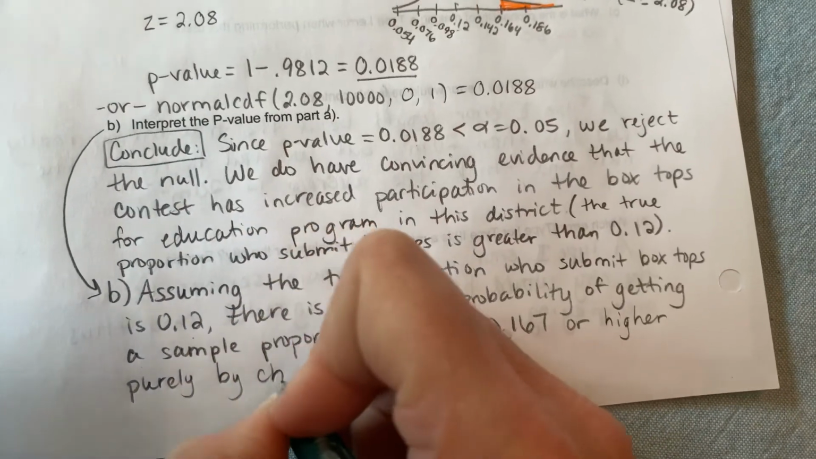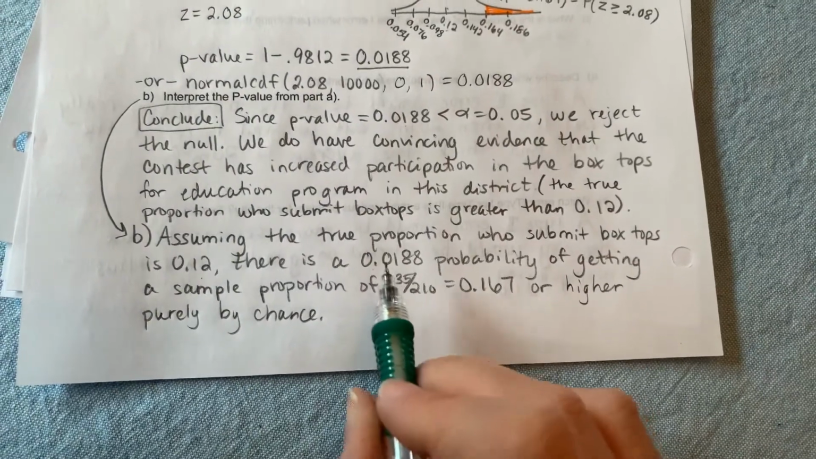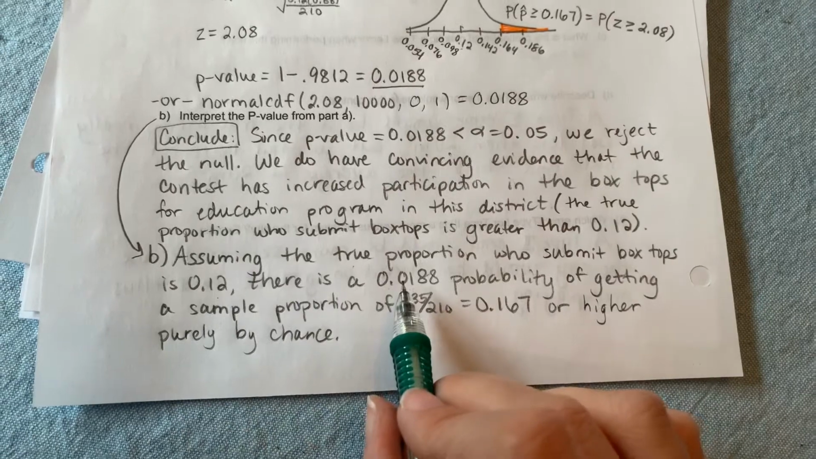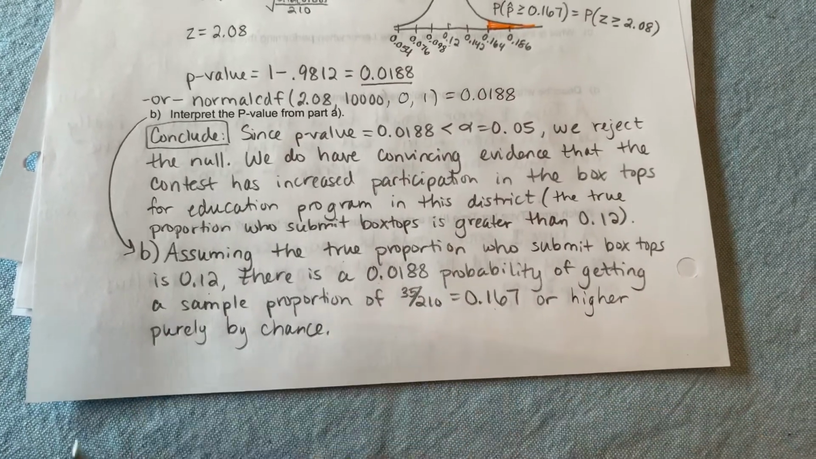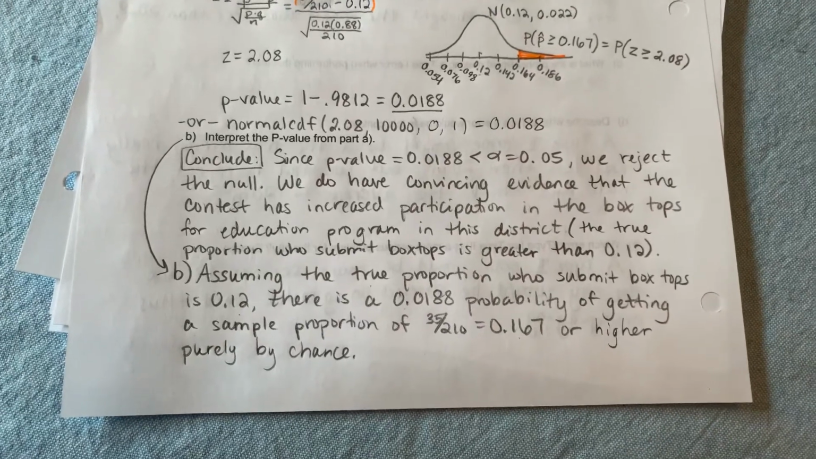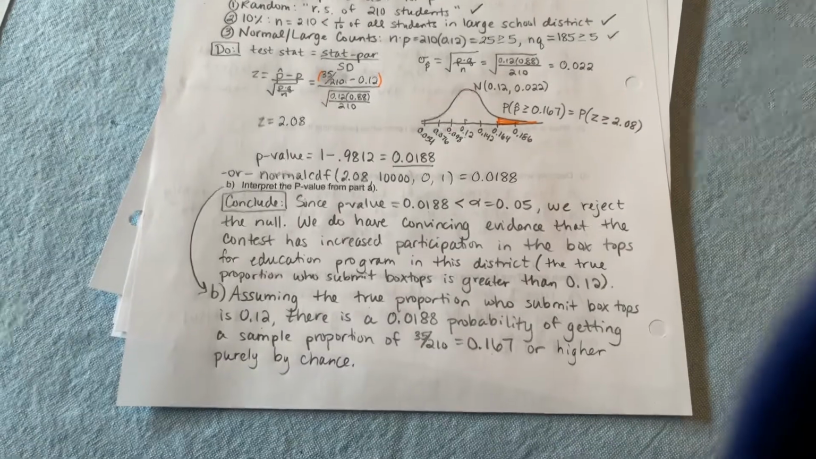And remember, the reason that we reject this null is that that's such a low probability. We think this can't really be the truth. The 0.12 can't really be the truth because that's such a low probability of getting a sample result if that is the truth. So we reject the null. We think it must actually be a higher true proportion. Okay, so that is it for the section 8-2 and 8-3 test review.